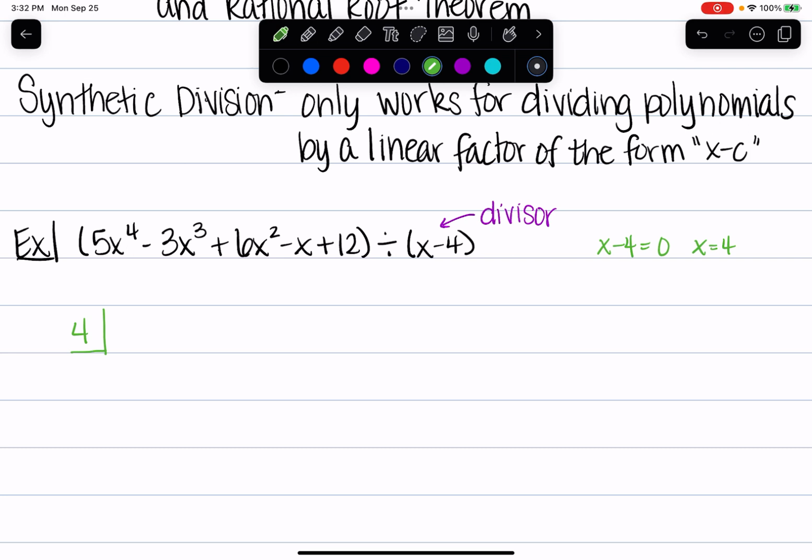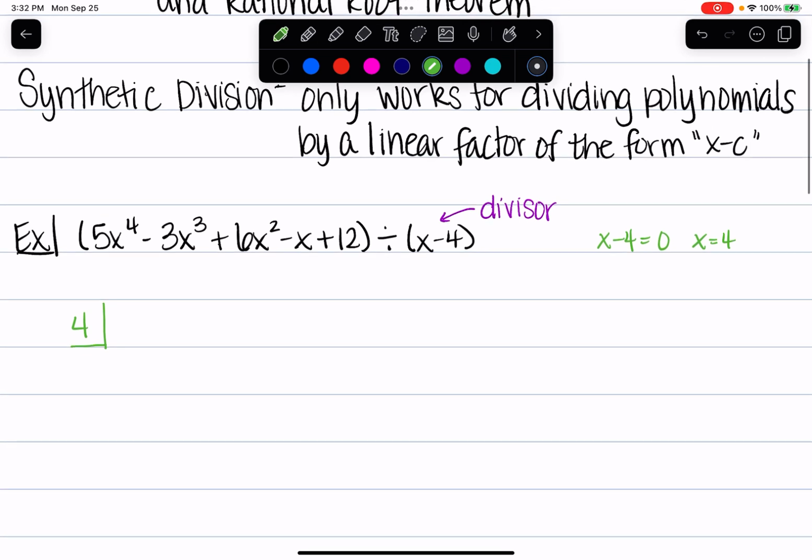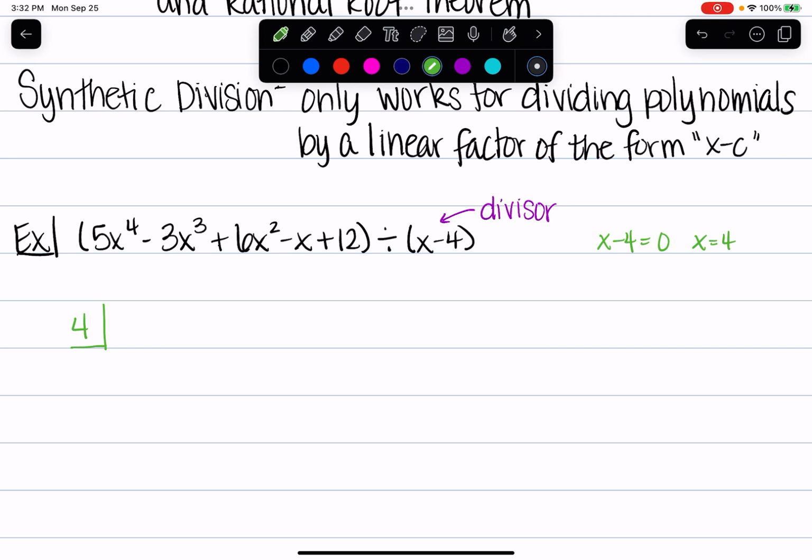And then we are going to write all the coefficients of this long polynomial that we are dividing by x minus 4 in descending order. If there happens to be an exponent missing or a term missing, then you will put a 0 in its place. In this case, we go from 4 to 3 to 2 to 1 to none. So none are missing, so I don't need a placeholder. But if, for example, the x cubed term was missing, I would do 5, 0, then pick up at 6, -1, and 12.